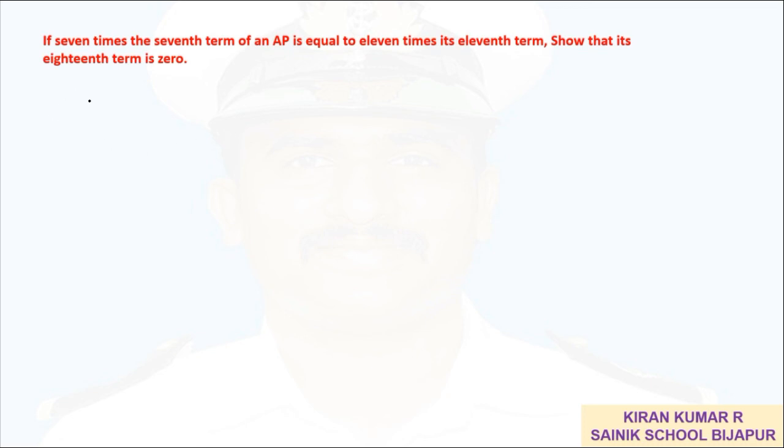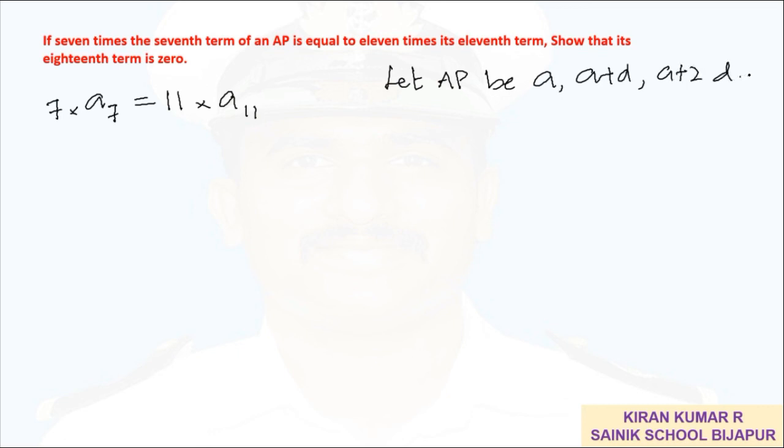So as per the given condition here, 7 times of 7th term will be equal to 11 times of 11th term. But what is AP? That is not known. So let me consider AP be A plus D, A plus 2D, and so on. So by using the formula, I'll write it as 7 times of A plus 6D equal to 11 times of A plus 10D. So let's simplify.